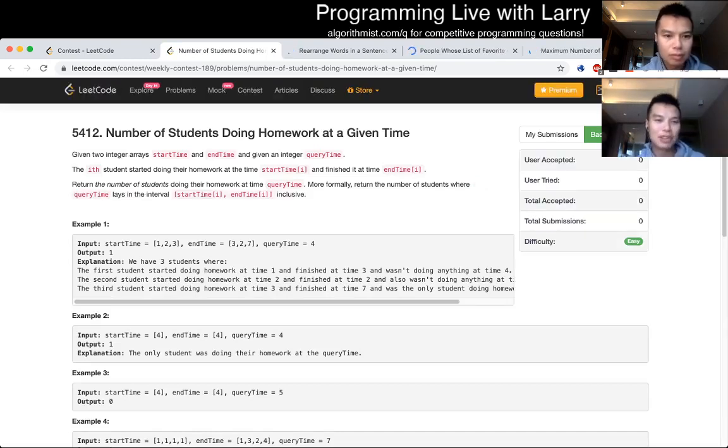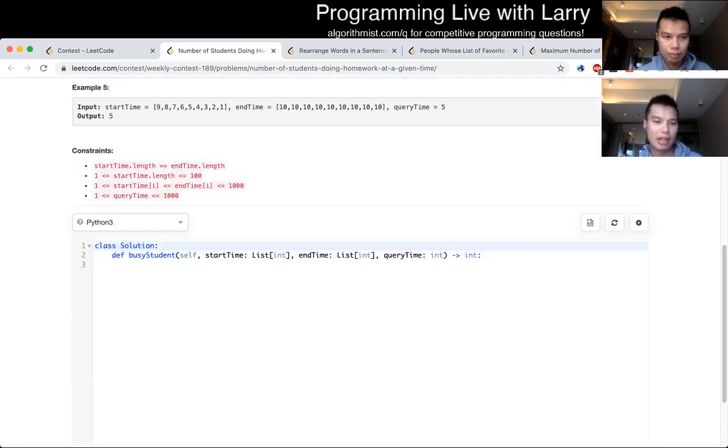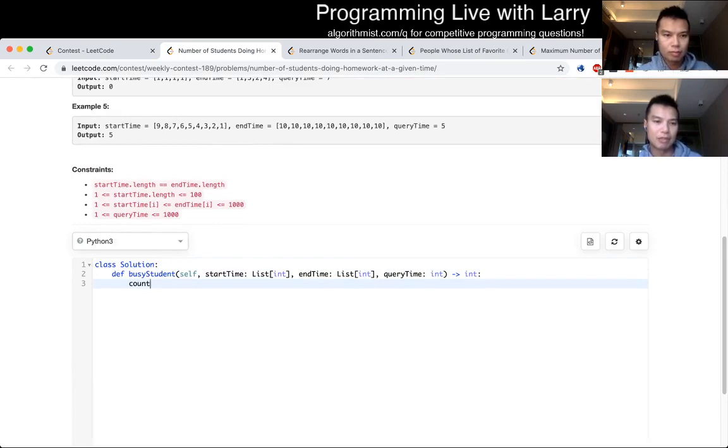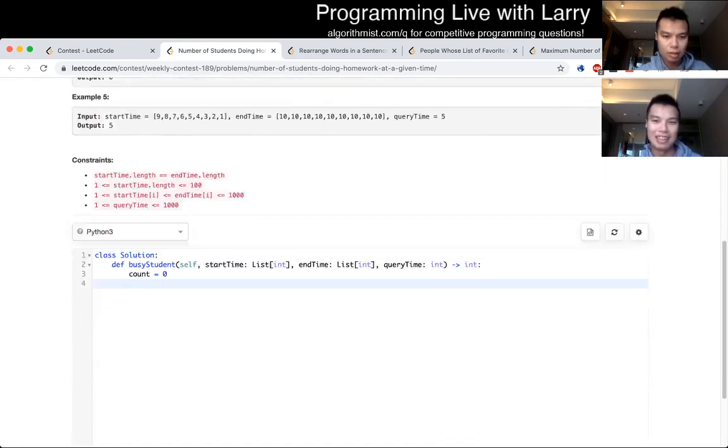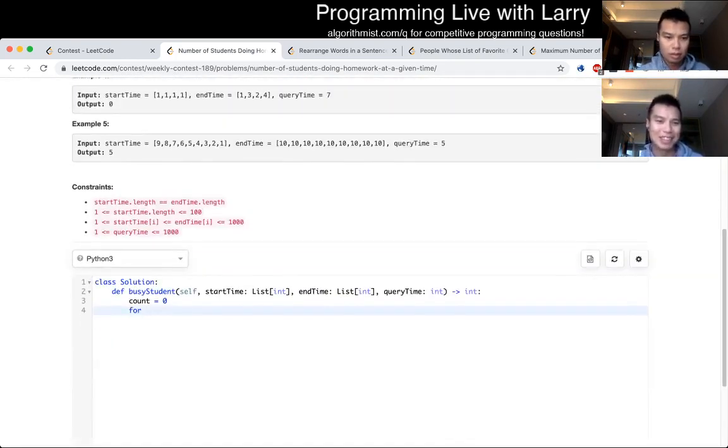Q1, number of students doing homework at a given time. So this one immediately when I read it, I was like, what's N? Well, it doesn't matter what N is, to be honest, because you cannot do better than O of N because you have to read everything once. I double-read it just to make sure this was as easy as I thought. It pretty much was: given a query time, we just check to see if that query time is between the start time and end time inclusive. And you can do that with a linear scan by checking every segment once.